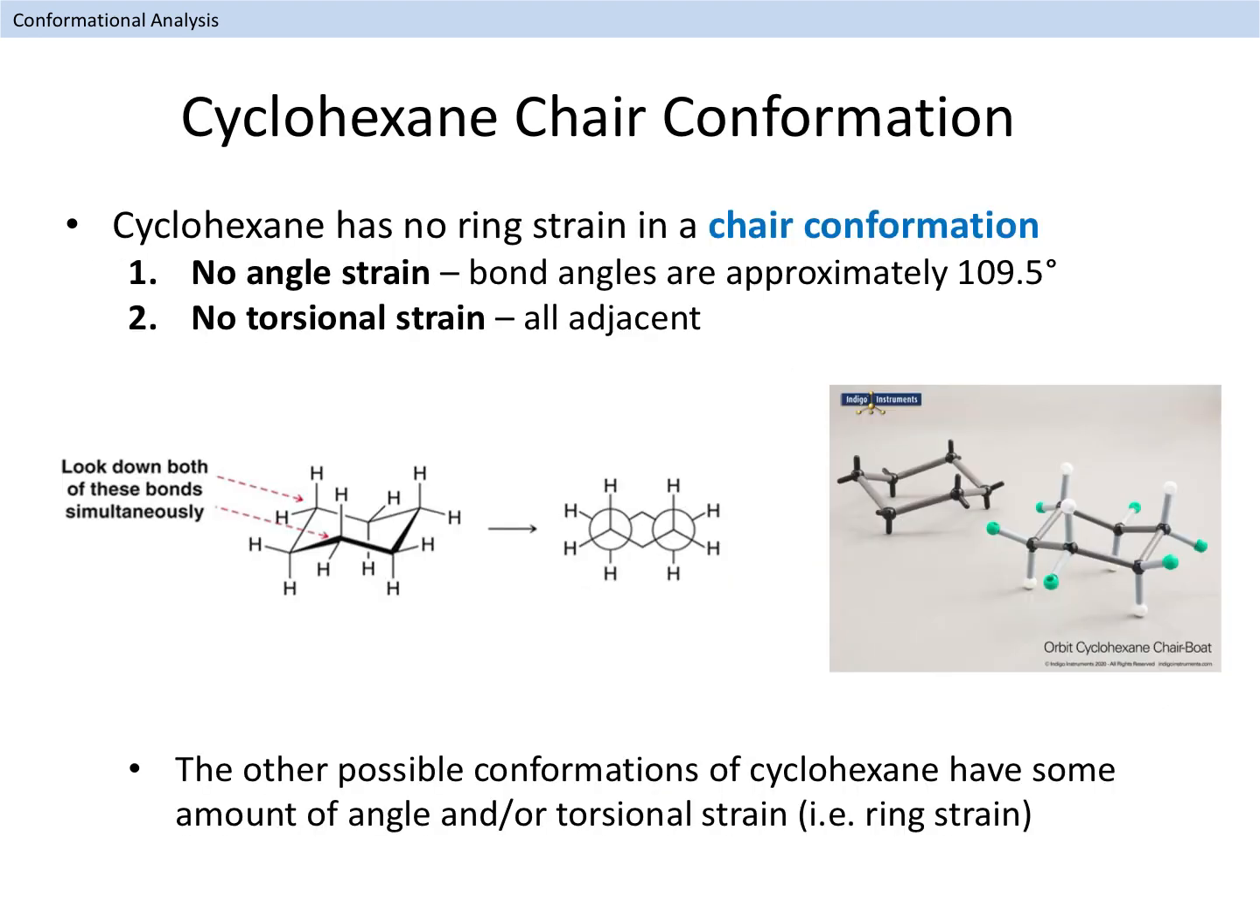Chair cyclohexane has neither angle strain nor torsional strain. This is because all carbon-carbon bond angles are near the 109 degrees tetrahedral value, and all neighboring CH bonds are staggered. Each of the other conformations, such as the half-chair, twist boat, and boat conformations, have either additional angle or torsional strain. In the images on this slide, we can see both a graphical depiction of the chair conformation, as well as a handheld model of a chair structure.